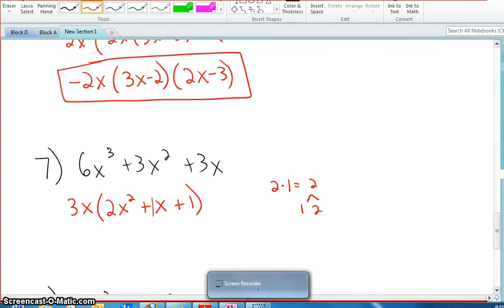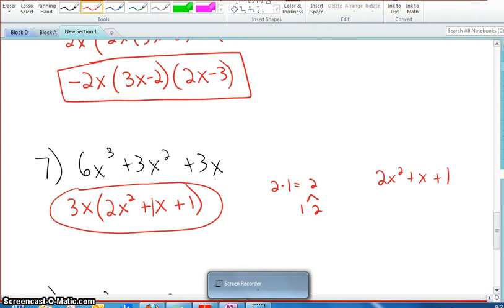No, so this trinomial is not factorable. However, my original trinomial was factorable because I took out a greatest common factor. So that's my final answer. If the problem had just said 2x squared plus x plus 1, factor that, my answer would be non-factorable. I couldn't factor that problem.